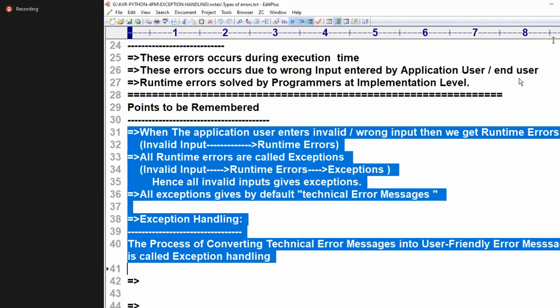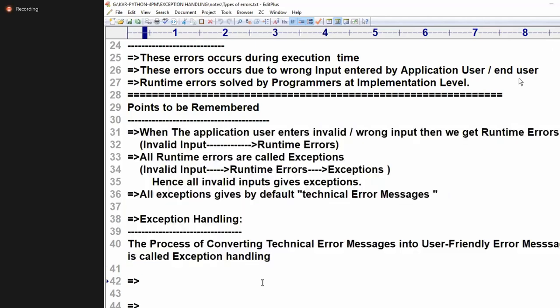So let me go to the process of converting system error messages. Now I am going to tell you one important point here. This point is very, very important. When the exception occurs, let me continue my discussion here. Still people are joining, so I will continue.